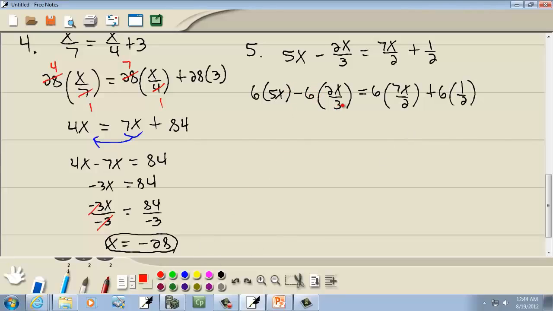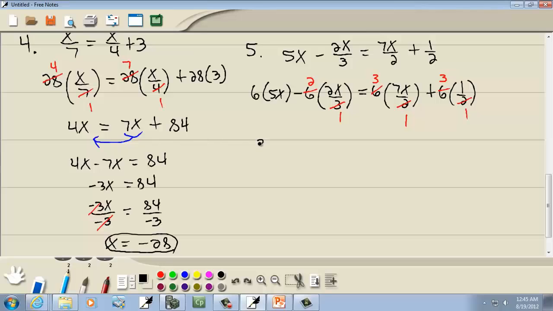Well, here 3 and 6 both divisible by 3. 3 divided by 3 is 1. 6 divided by 3 is 2. Here 2 and 6 both divisible by 2. Did I say 6 and 3 both divisible by 3? 6 and 2 both divisible by 2. 2 divided by 2 is 1. 6 divided by 2 is 3. 2 and 6 here both divisible by 2. 2 divided by 2 is 1. 6 divided by 2 is 3.